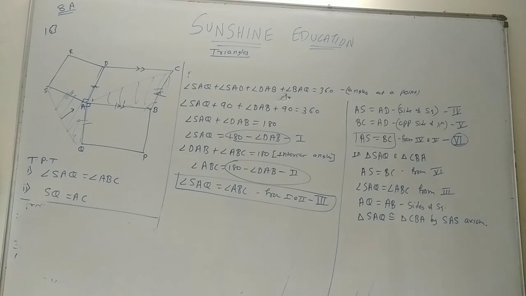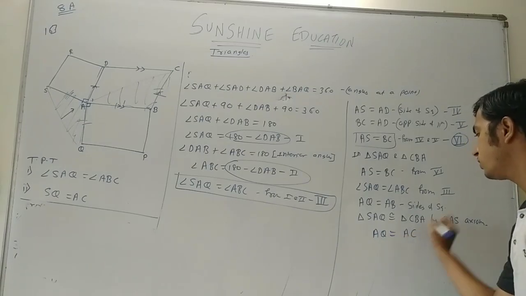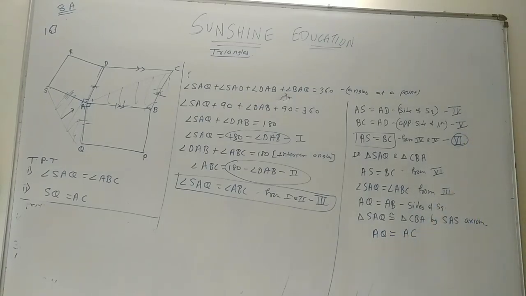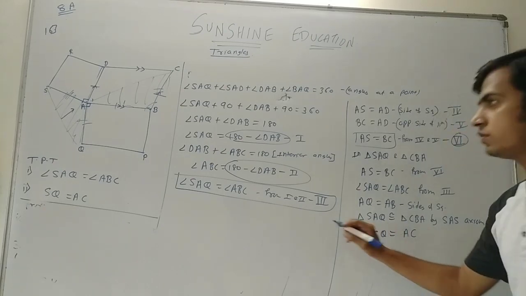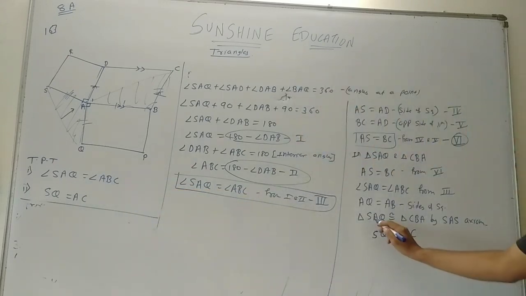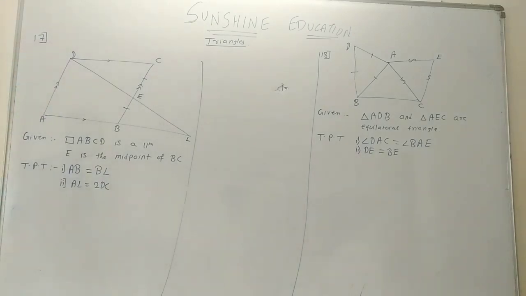axiom. Okay, if two triangles are congruent, sides are equal, therefore SQ is equal to AC. You can see that SQ is equal to AC. Reason: corresponding parts of congruent triangles. Okay. So this was the 16th sum. Now we'll move to the next sum, that is the 17th sum.